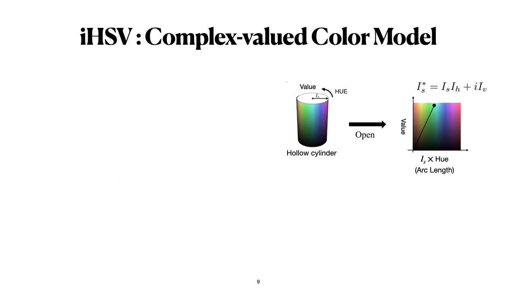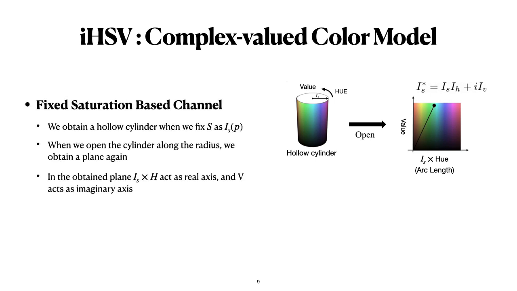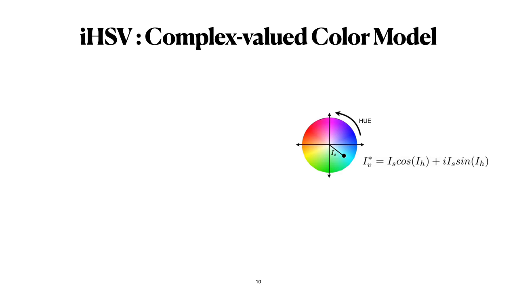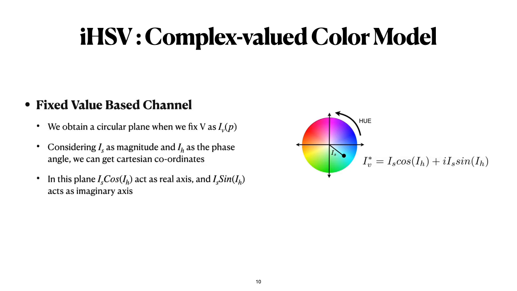In second case, when we keep saturation constant, the HSV cylinder gives only a hollow cylinder. Upon opening it, we can get a 2D plane where pixel P can be located using arc length IS into variable hue and variable value. So the pixel in this Argand plane can be located as IS into IH plus IIV. In third case, upon keeping the value constant, we only obtain a circular plane. Pixel P in this plane can be located using polar coordinates with variable hue serving as angle and variable saturation serving as magnitude. So finally, we obtain our third complex number using IS cos IH plus IS sin IH.